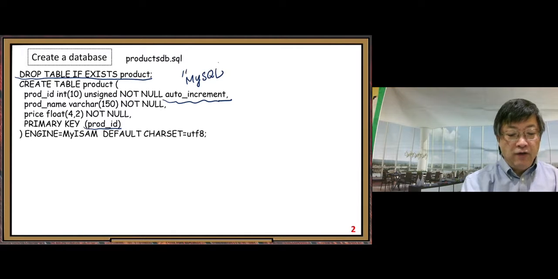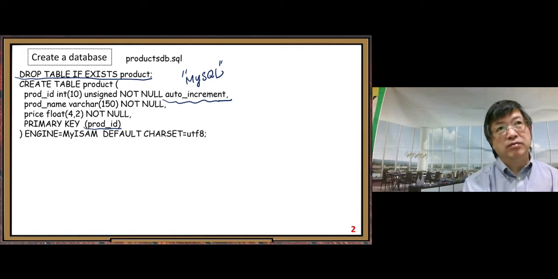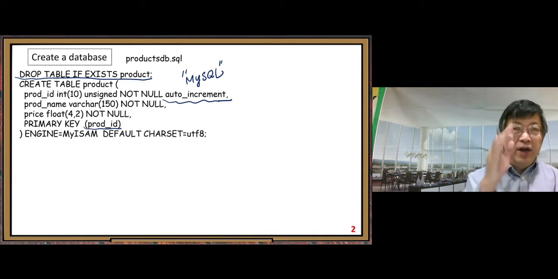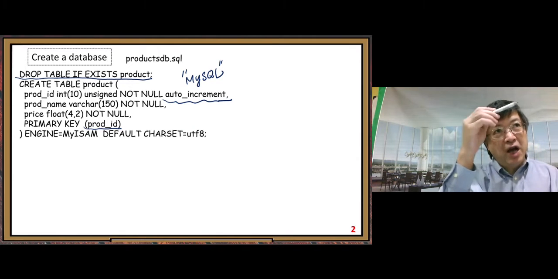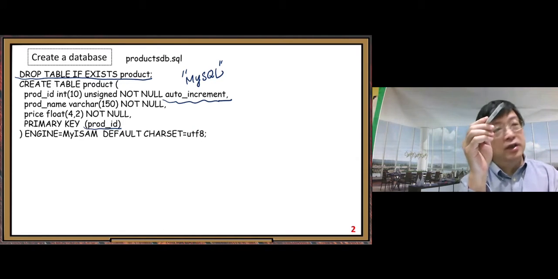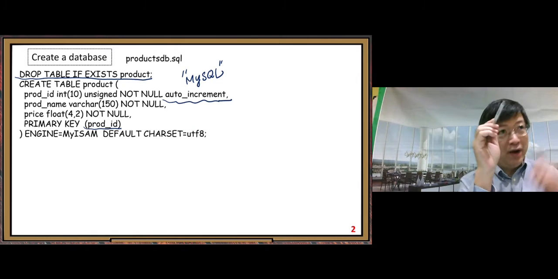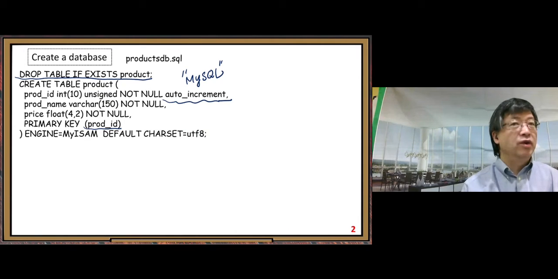For other DBMS, you may not have this feature. So it's special for MySQL. Auto increment. That means these numbers, the first time it starts with 1, not 0. Okay, 1. Then second time 2. 1, 2, 3, 4, 5. Auto increment. When you create a new row, you do not need to specify the ID.